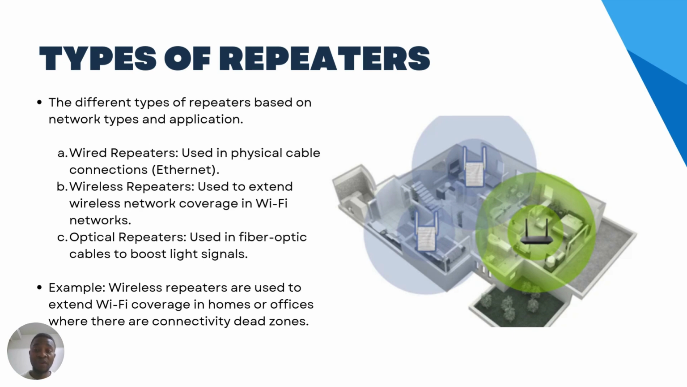These are essential for long-haul communication systems like those used in undersea cables. So let's take the wireless repeaters as an example. If you have a large house, for instance, and the router is in the living room, you might notice weak Wi-Fi in the upstairs bedrooms. So a repeater placed midway extends the coverage, ensuring a strong signal throughout the house.